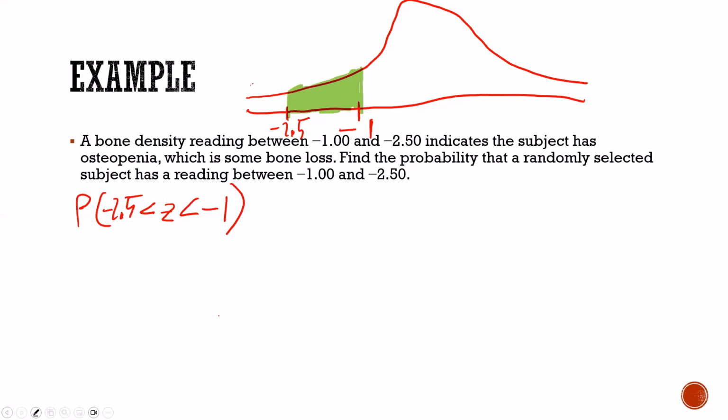So I'm trying to find this green area. Any thoughts on how I might do that with this table, considering this table only puts one vertical line there? Well, any thoughts? I heard some ideas, some from this side of the room. Any thoughts on what I might do?